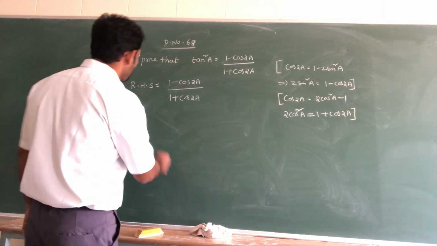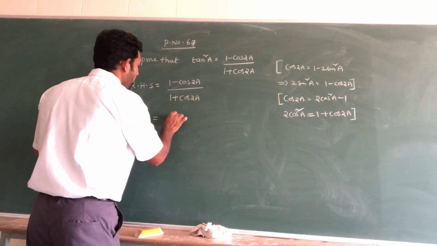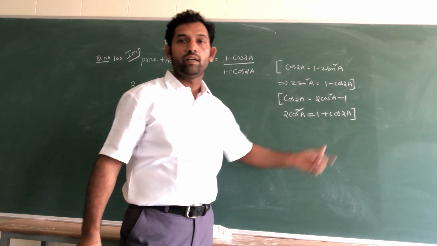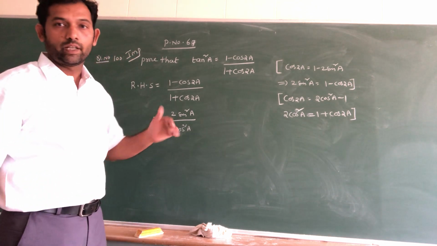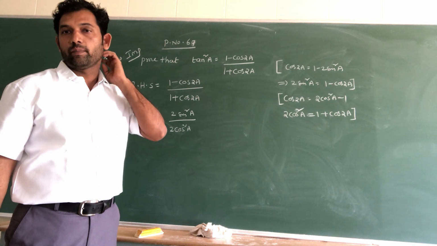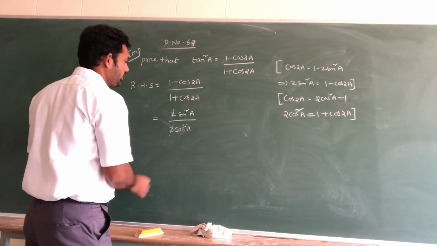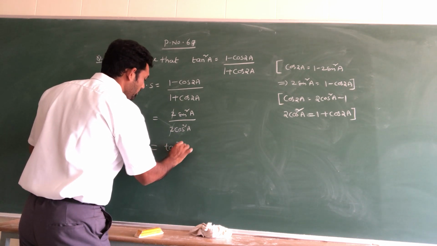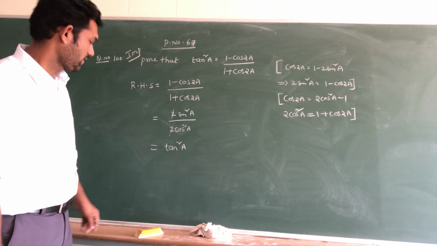Now you substitute. What is the 1 minus cos 2a value? 2 sine square a. Divided by the 1 plus cos 2a value, which is 2 cos square a. This is a very important formula. So 1 plus cos 2a is 2 cos square a, and 1 minus cos 2a is 2 sine square a. In the simplification, the 2 gets cancelled. Remaining, sine by cos means tan. So tan square a. That is our solution. Note down fast.